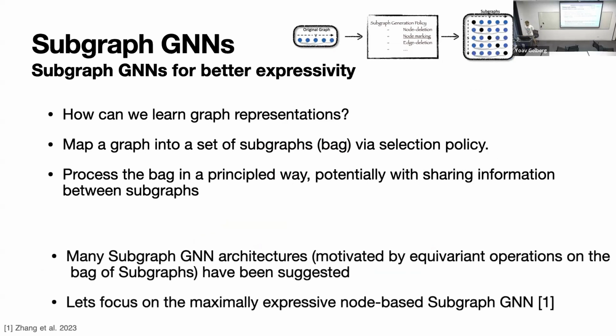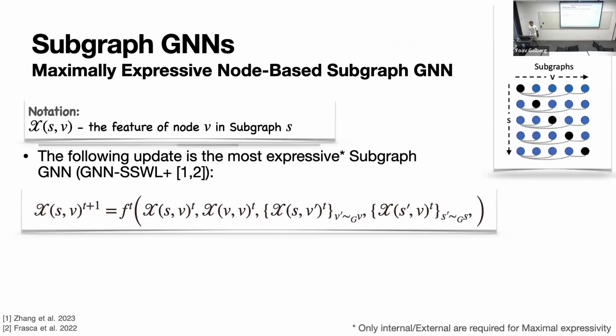This paradigm is general, and many subgraph GNN architectures were suggested. For the rest of this talk, I'm going to focus on the maximally expressive subgraph GNN, which takes the following form. Before I dive into the equation, I will introduce some notation. x of S and V is going to denote the feature of node V in subgraph S, and the update that you see is the node update for the most expressive subgraph GNN.